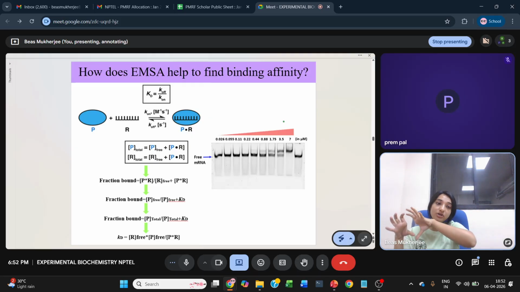But if you keep on increasing the protein concentration, more and more protein molecules will come and bind to the RNA. It will retard the mobility of the RNA. That is why you see two different bands.